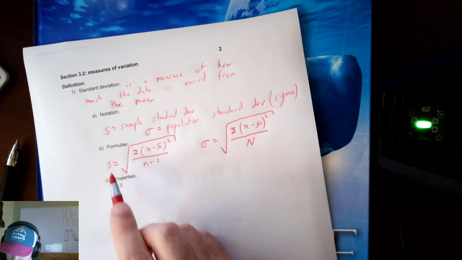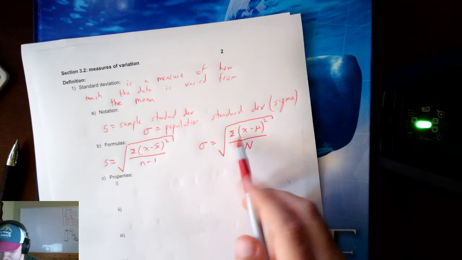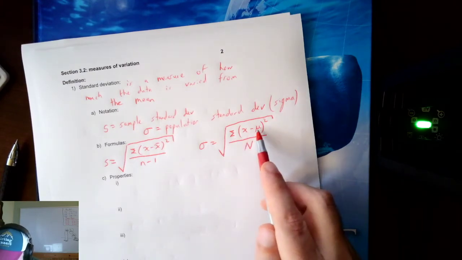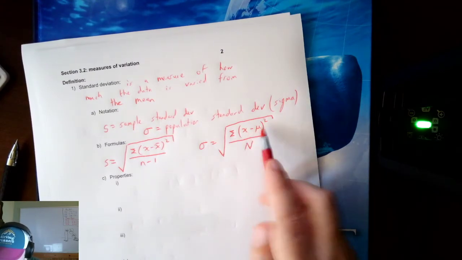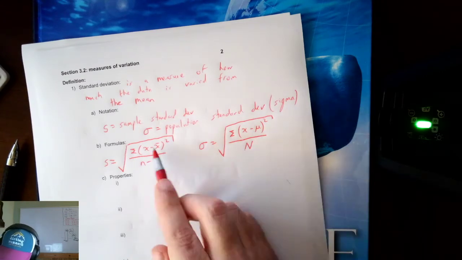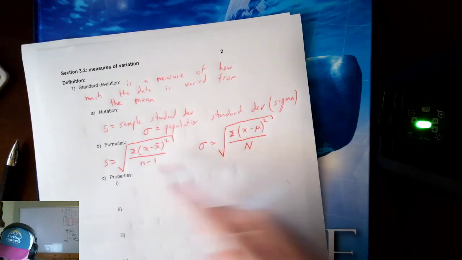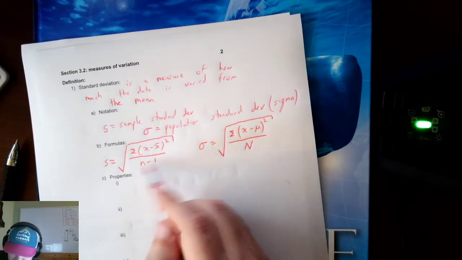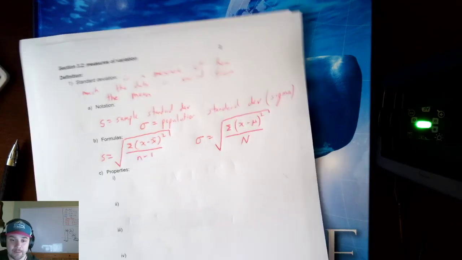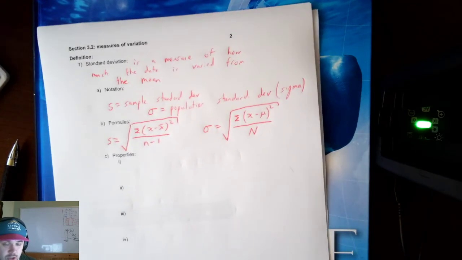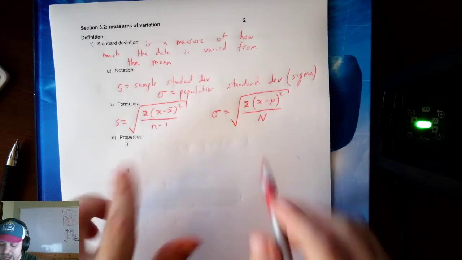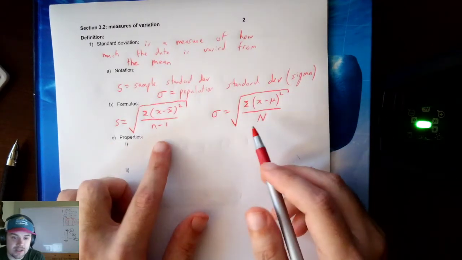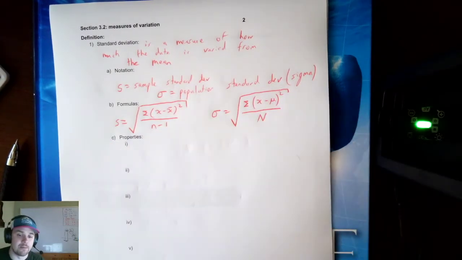So the sample and population have a different form. In the population, it's x minus mu. That's the mean, right? So the top is the same, I'm just using different symbols. The bottom, though, has n minus 1 versus just n. The population has big N in the bottom. The sample has little n minus 1 in the bottom. So make sure you recognize those differences. Now, we actually won't necessarily be using the formulas to calculate standard deviation. We're going to come up with a better technique for it. But first, let's get some properties.